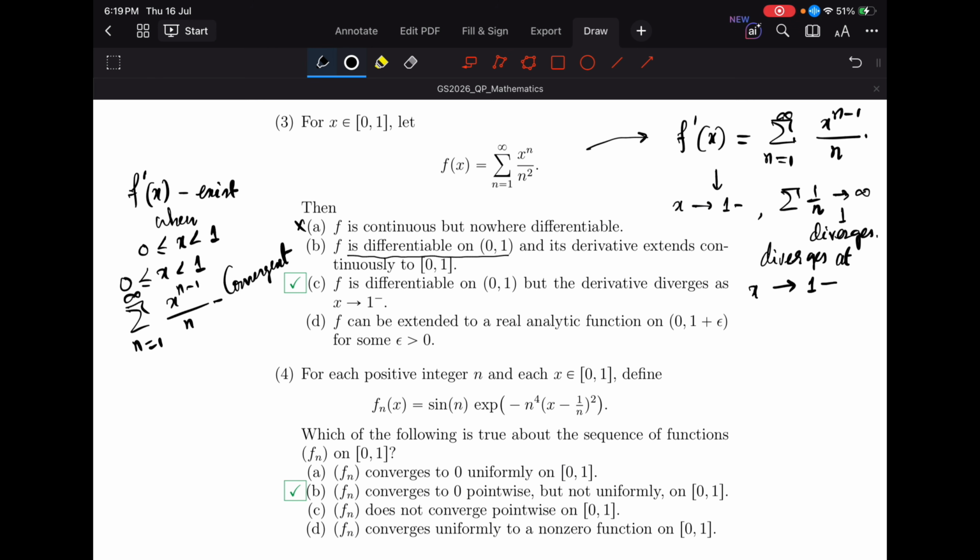So f can be extended to a differentiable function on 0 comma 1 plus epsilon? If you have 0 here, 1 plus epsilon here, and 1 is here, the derivative is not defined at 1, right? So if x approaches 1 from the left, f prime of x blows up. So this is not correct. So f is differentiable on 0 comma 1, but the derivative diverges as x tends to 1 minus. So this is correct.